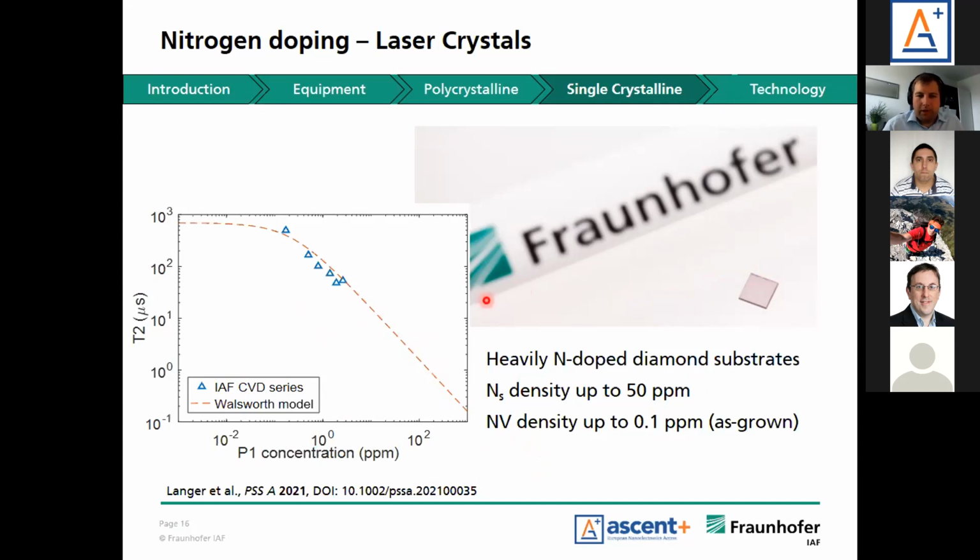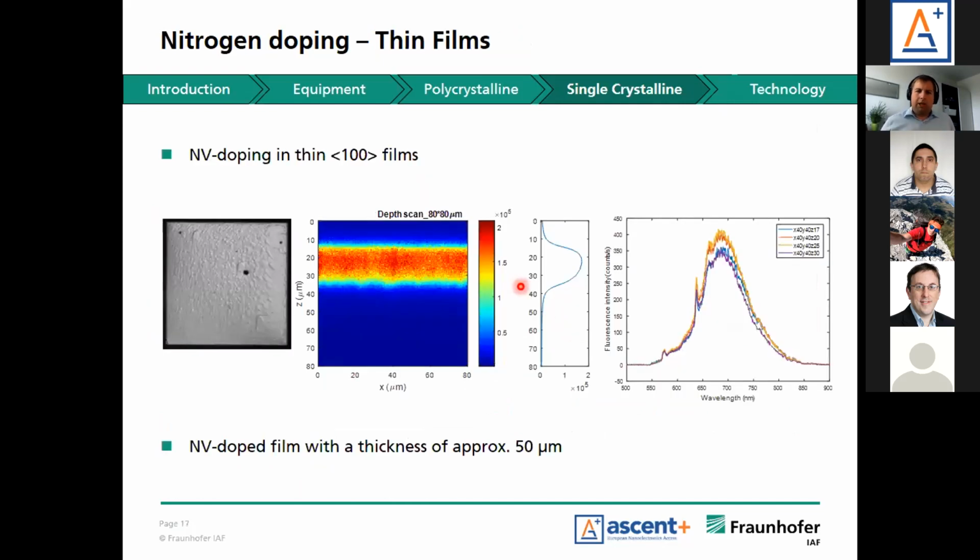of its rigid structure. And there is a theoretical model here, the Wadsworth model, that predicts the T2 times depending on the P1 concentration. P1 is the same as substitutional nitrogen. So if you have too much nitrogen in your lattice, the nuclear spin will also interact with the electron spin from your NV minus, and this limits your T2 time. But we're on the border of this model, so we're really reaching the highest quality for nitrogen doped diamond substrates. So if we can do large substrates, we can also do thin layer growth.